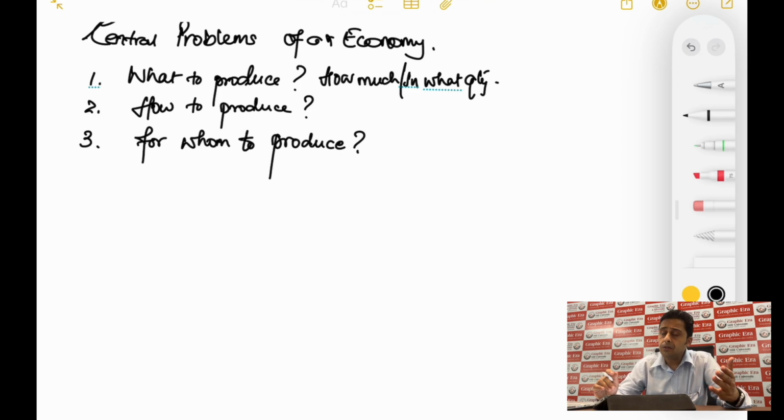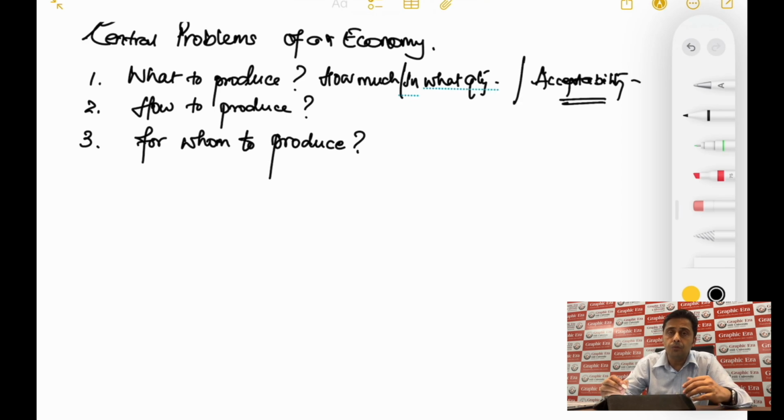And this is actually answering the question of, to be very honest, what is it that the people will desire to buy, and this is called acceptability. There should be acceptability for the product in the market. So acceptability, or study of consumer behavior. I'll talk about these in detail subsequently.